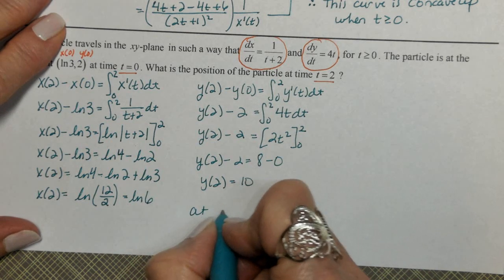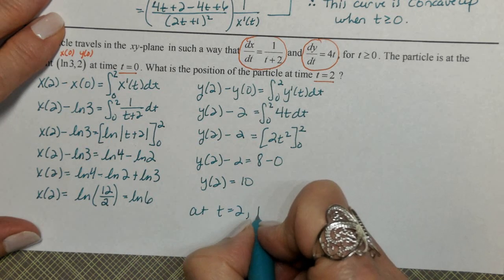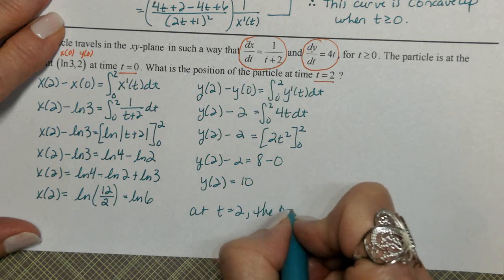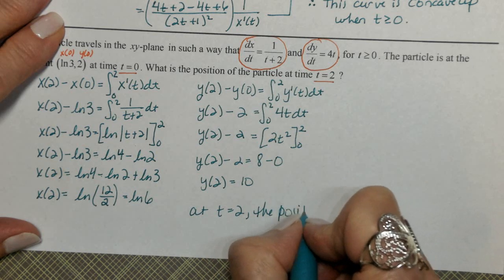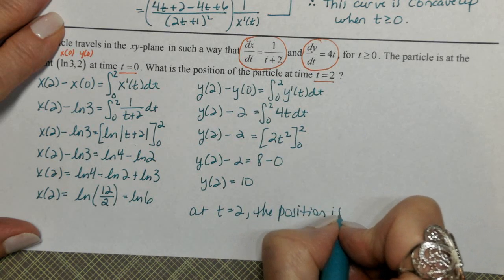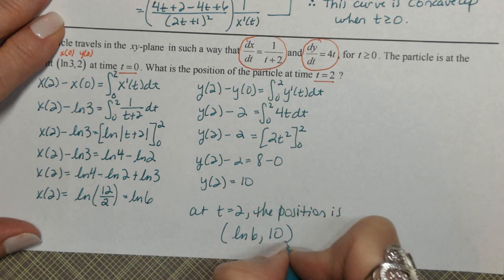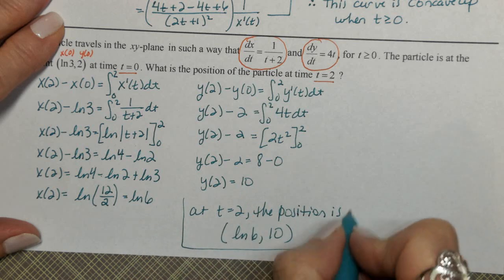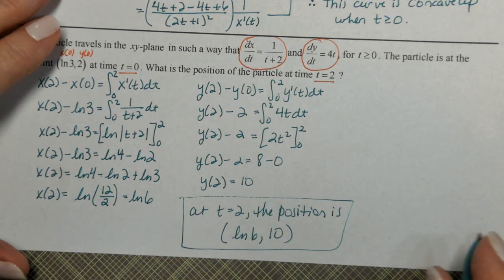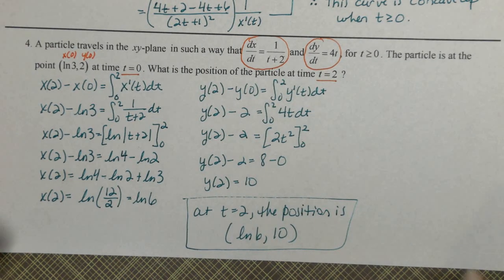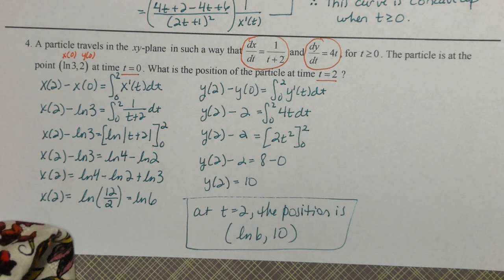So at time 2, the position is (ln of 6, 10). I don't know why I boxed it, but I guess because I'm done with this set of notes. So that is our first day of parametrics and calculus.